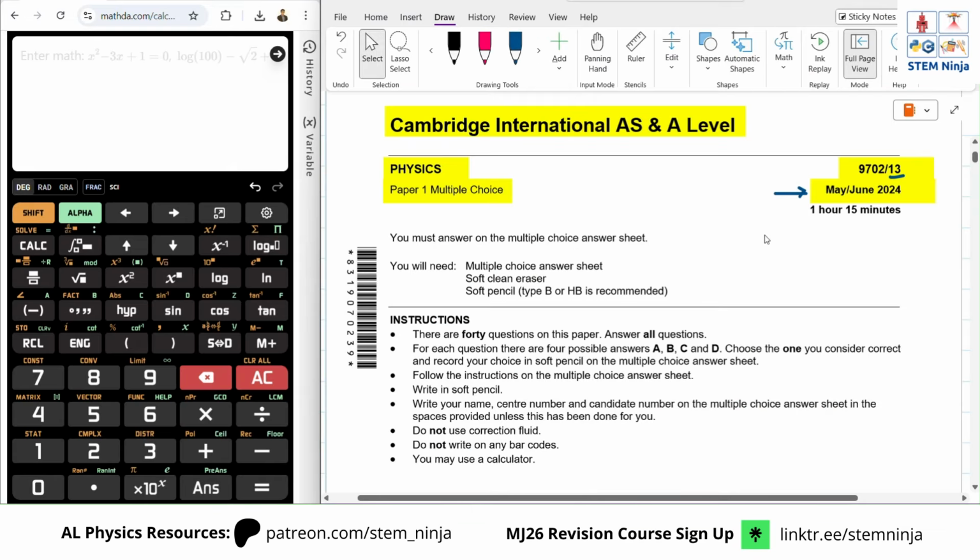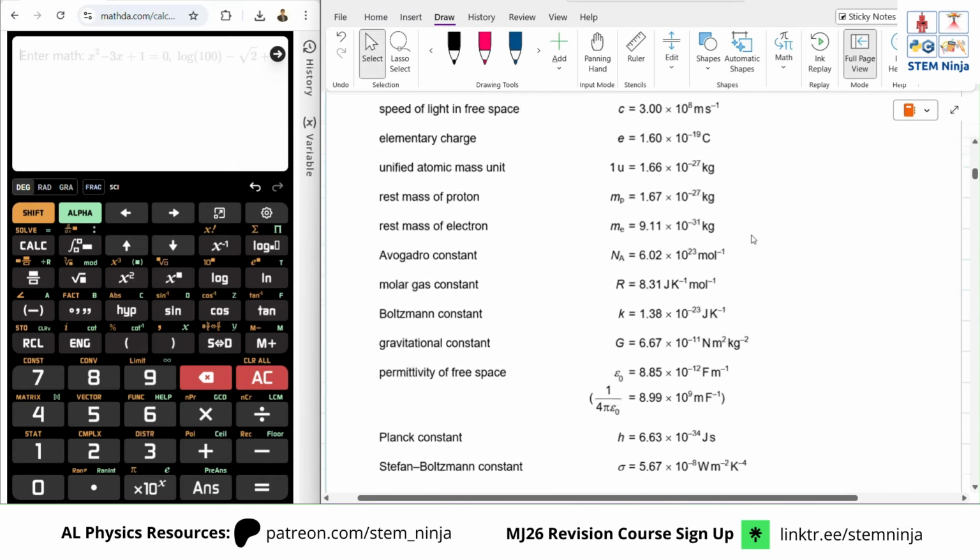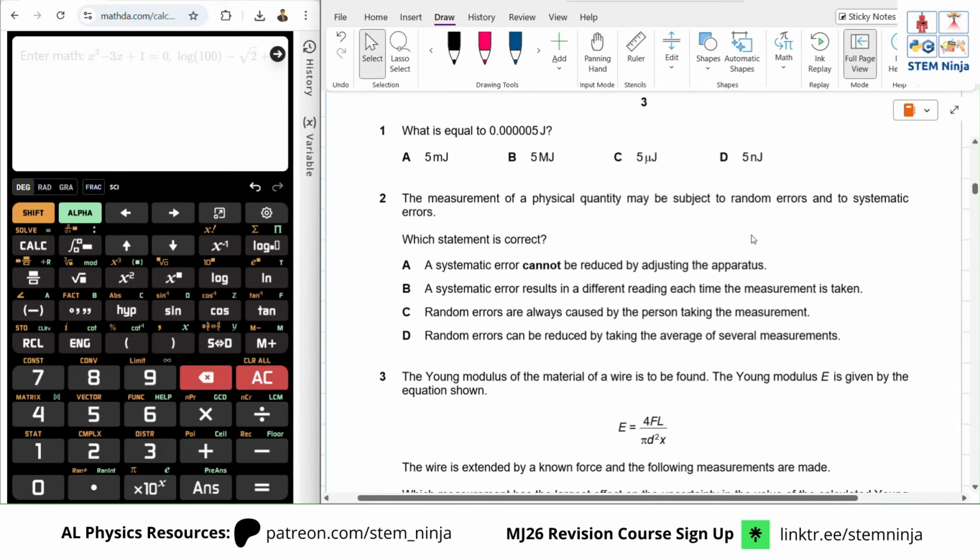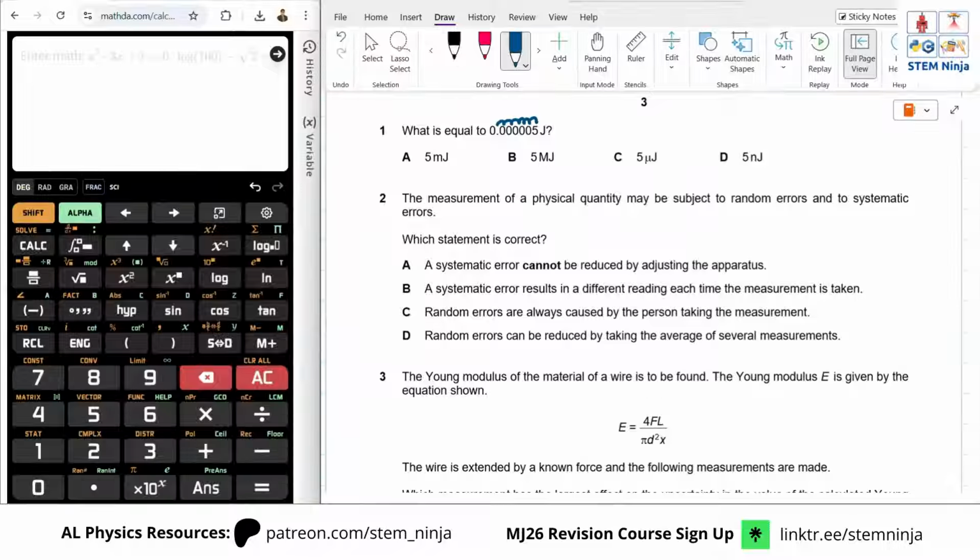All right, so let's see this paper. What is equal to 0.0005 joules? So basically what you can do over here, we need to standardize it. We need to have a standard form for this. So let's count zeros. 1, 2, 3, 4, 5, and 6. So 5 times 10 raised to the power minus 6 joules, which is 5 microjoules. C.